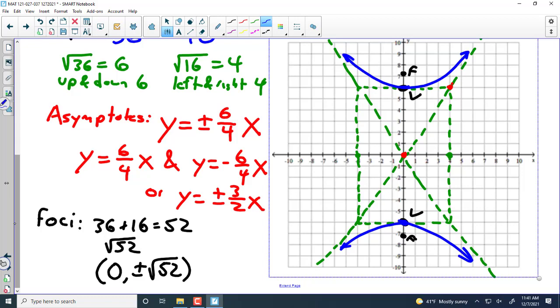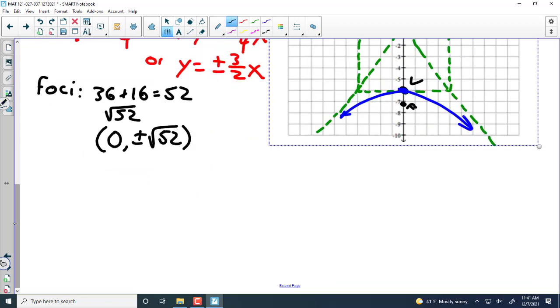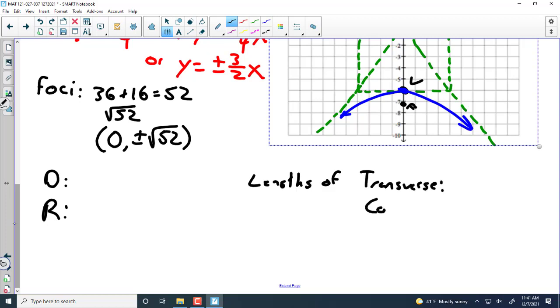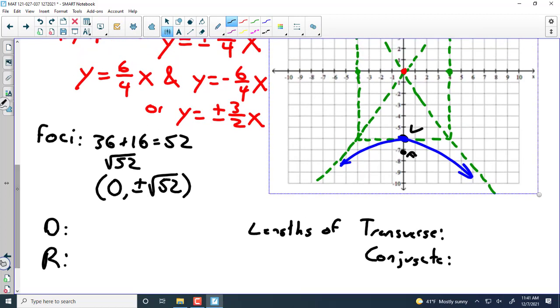Let's answer the other things it's asking for. Everyone go ahead and on your own, I'd like you to write down the domain, the range, the length of the transverse axis, and not the major axis, but the conjugate axis. There is no major axis. Just the lengths of them. So everyone jot down your domain, your range, and the lengths of those two axes.